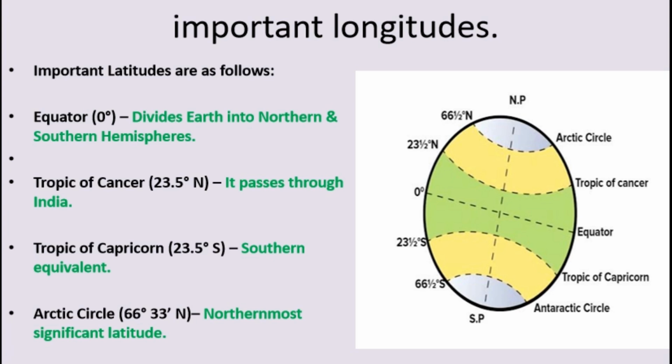And then we have Arctic Circle, which is 66 degree 33 minutes north, northernmost significant latitude. And then we have Antarctic Circle, which is again 66 degree and 33 minutes south, and this is southernmost significant latitude. So we have the picture as well. You can refer to the picture and draw this picture at least 2-3 times to remember it.